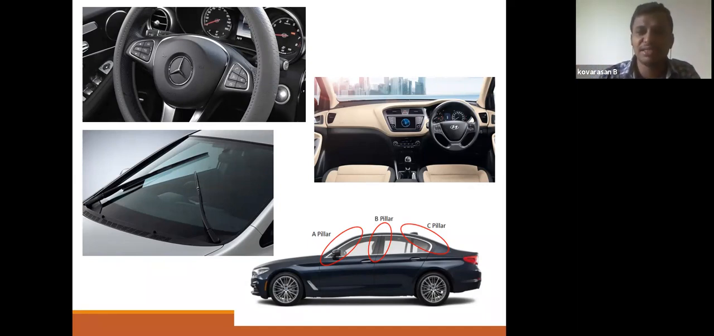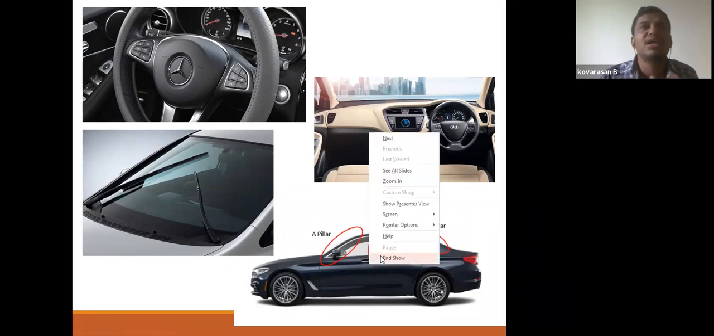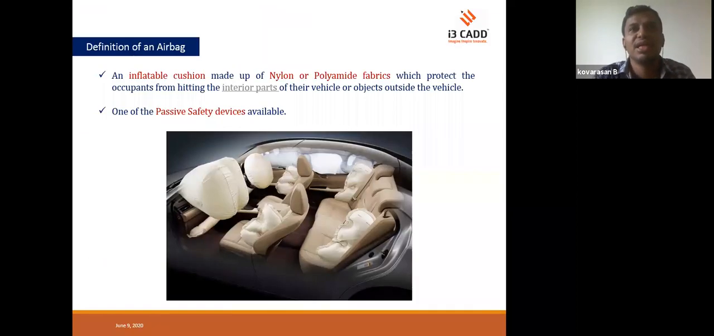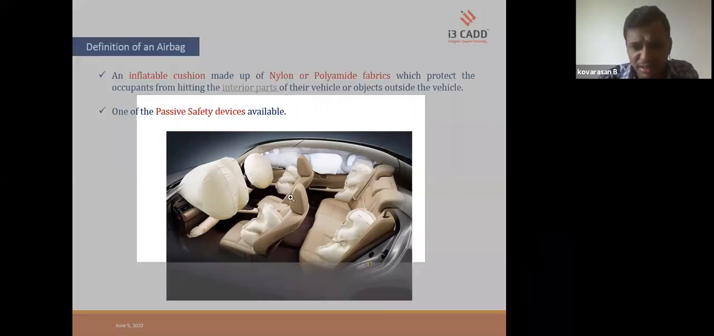So these airbags inflate in between the passengers and these hard components in order to protect the occupants from an impact, from a collision. Right? It will provide a soft cushioning effect on the body of the occupants during an impact. Right? So these are all the typical airbags available in your vehicle. I'll zoom in so you can see that clearly.